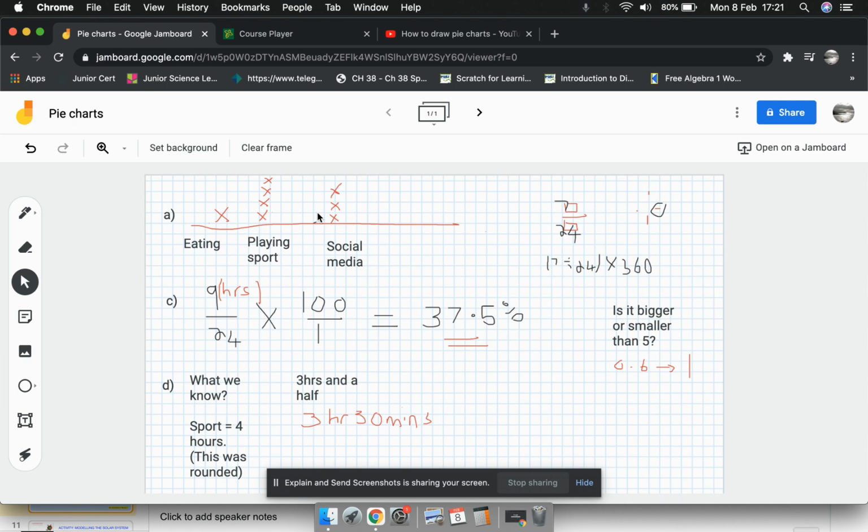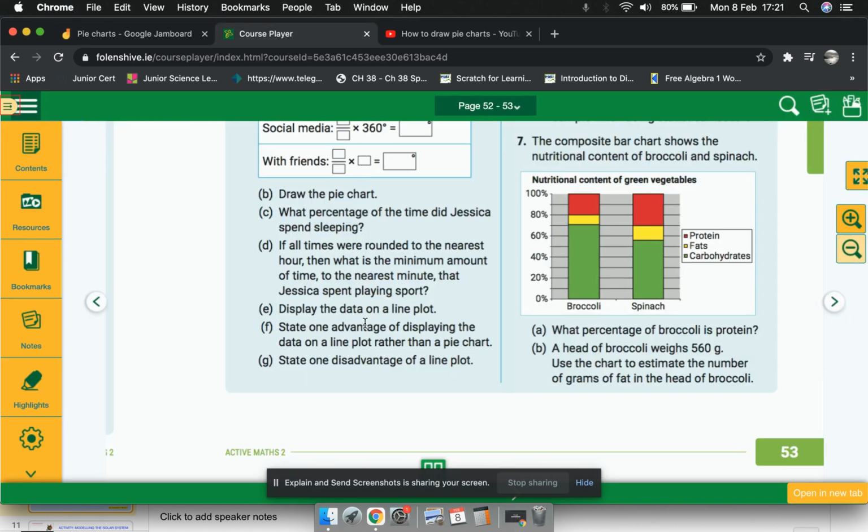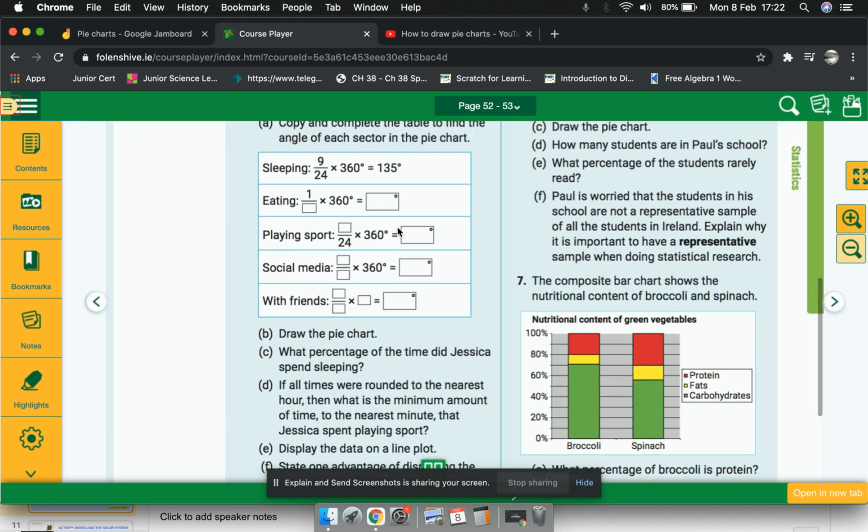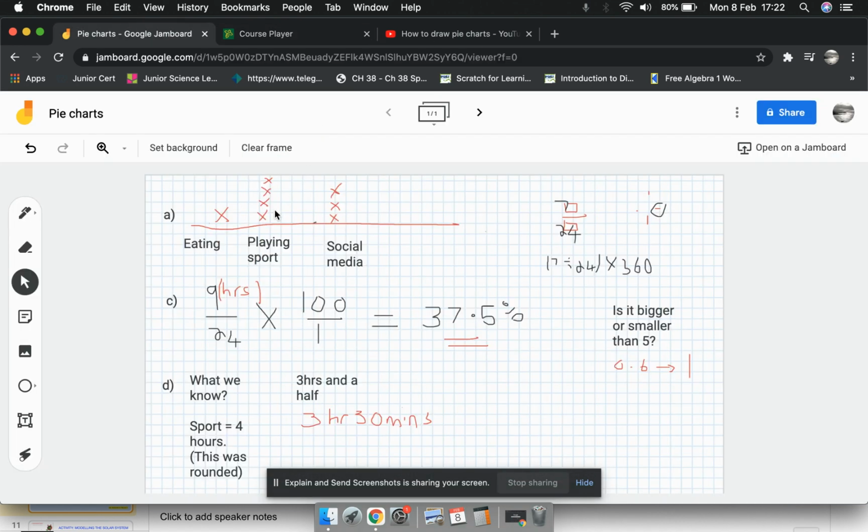I actually think, to be honest, for the purpose of this particular scenario, it's easier to use a line plot to compare how much time she spent doing the different activities. I can see here, actually, she spent almost as much time looking at social media as she did playing sport. So my answer for the advantage would be that comparing the categorical data using a line plot is quite easy if there's a small amount of data. It's very easy when you're dealing with small numbers like this, for example 4 hours, 3 hours, 1 hour.